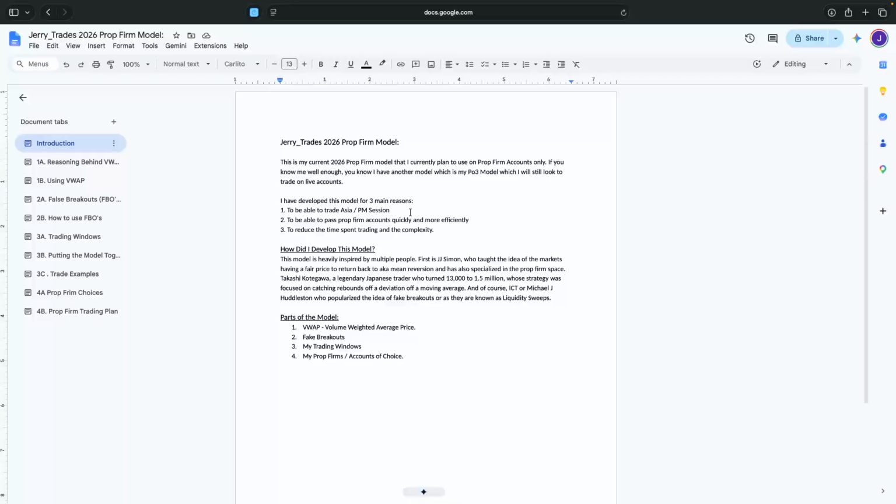So how did I develop this model? As you know, I'm primarily an ICT trader, but I do have a lot of external knowledge on other traders, I guess, or other different kinds of trading outside of ICT.